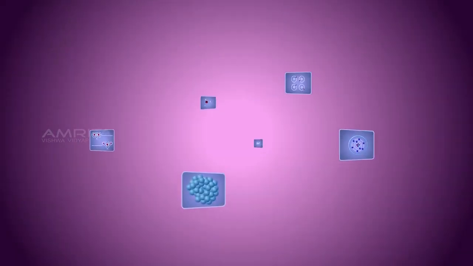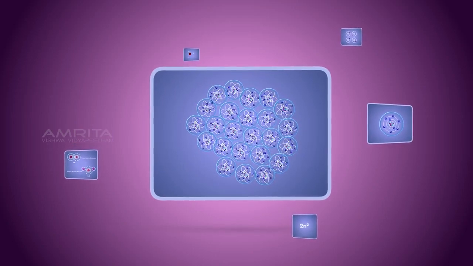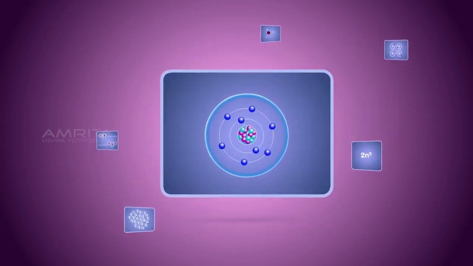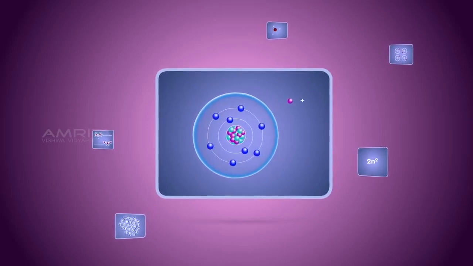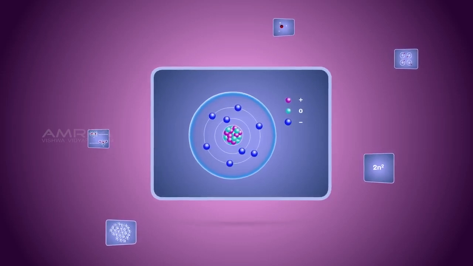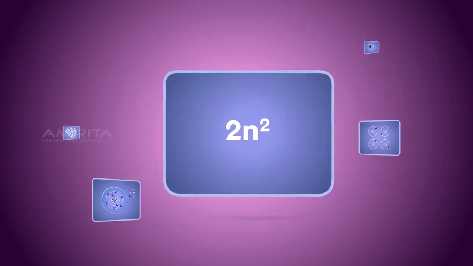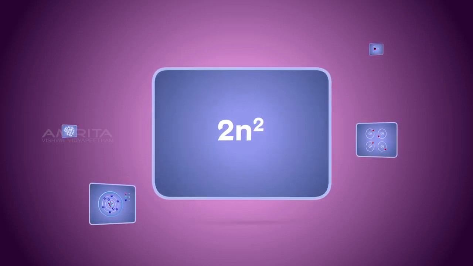Things to remember. Building blocks of matter that we see in the universe are atoms. Protons, neutrons and electrons constitute an atom. Protons have a positive charge, neutrons have no charge and electrons are negatively charged. The maximum number of electrons present in a shell is given by the formula 2n².